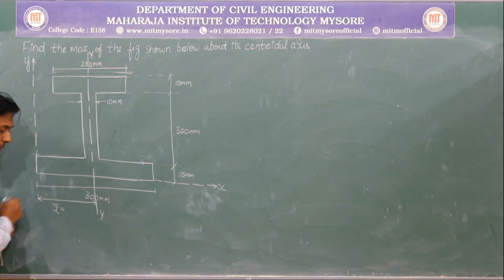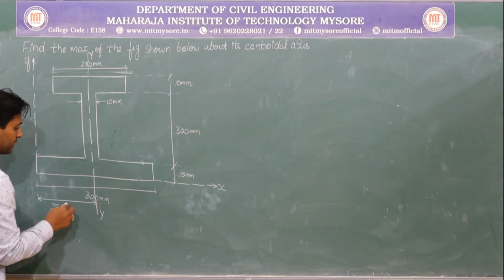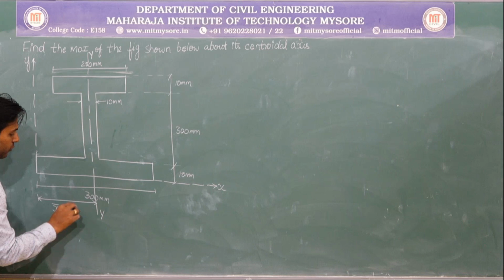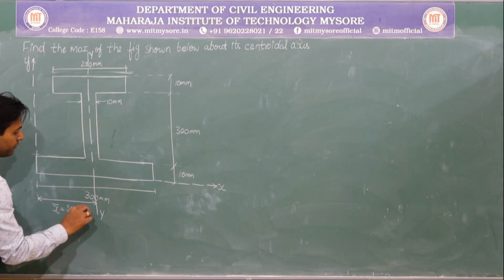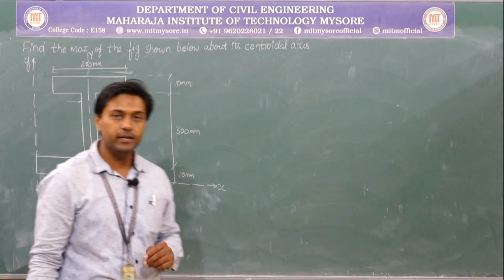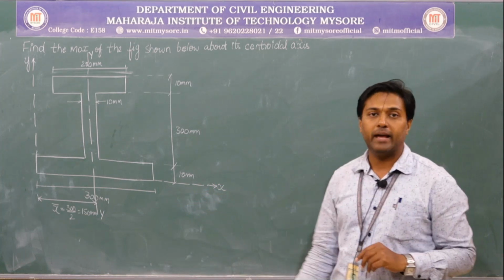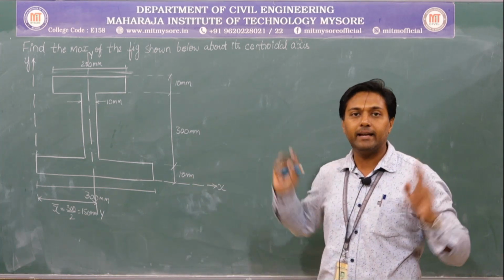What is that x bar? What is the total value? 300. What is half of it? It is 150, that is 300 by 2. It is 150 mm. I got that particular value. So x bar I have calculated.